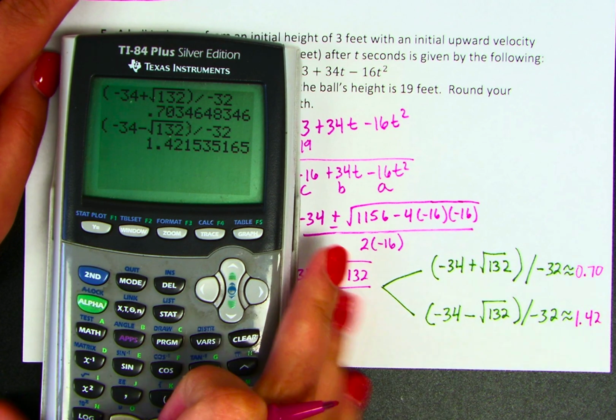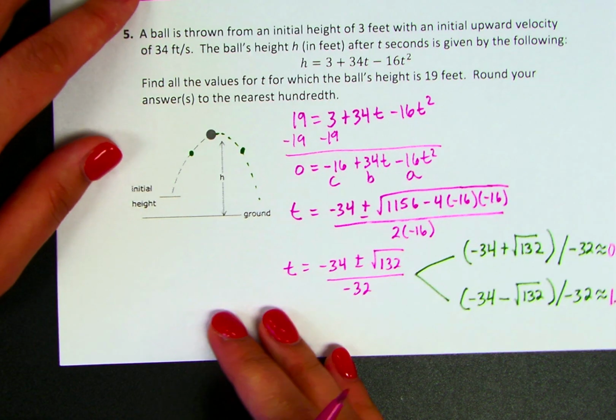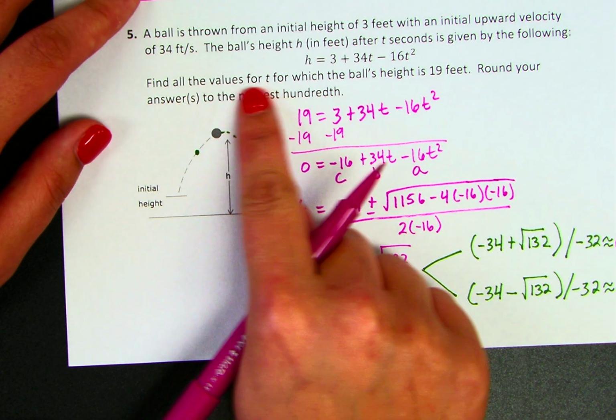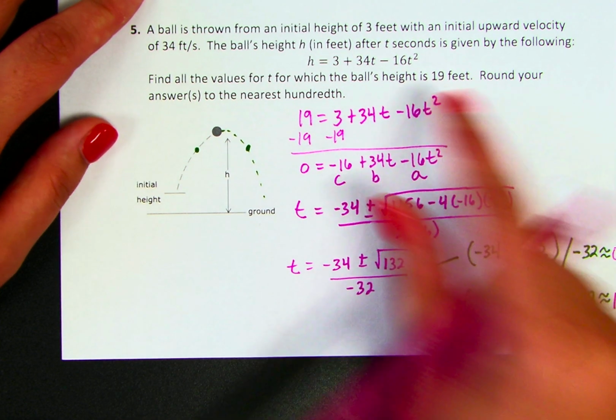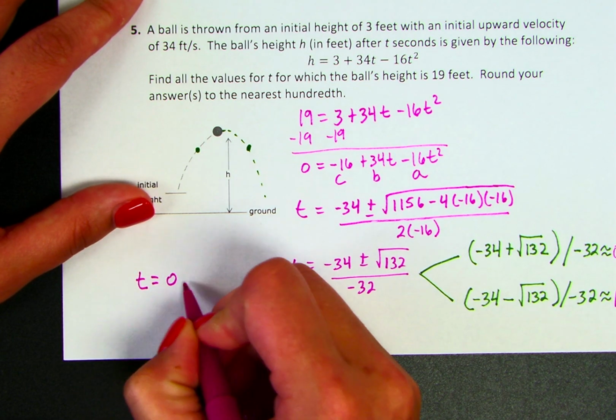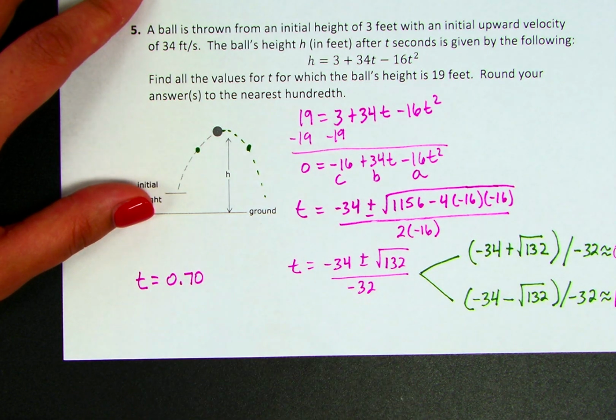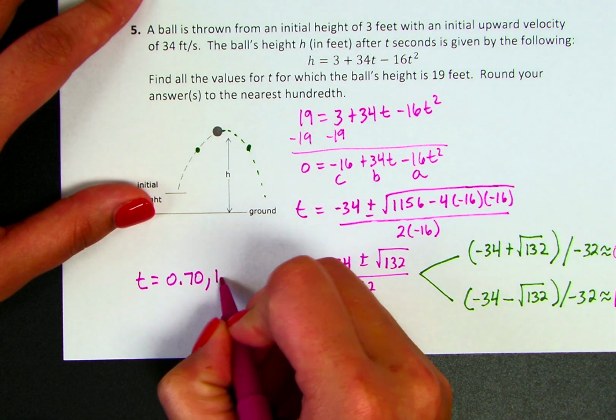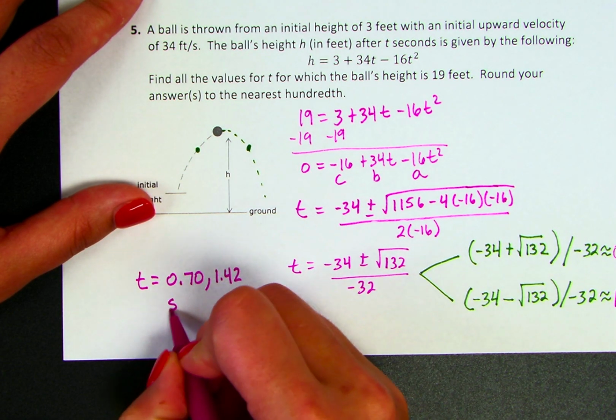1.42. All right, so to answer the question, for all the values for t, which the ball's height is 19 feet, our answers would be at 0.7 seconds and 1.42 seconds.